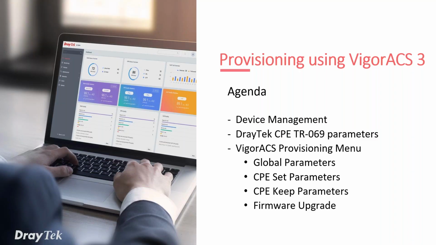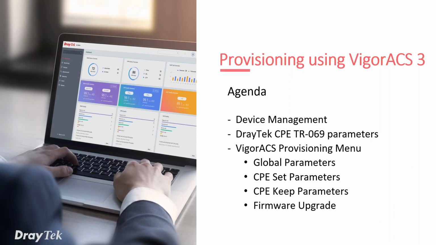So in terms of Vigra ACS and provisioning, Vigra ACS offers some great features to provision your entire DrayTek estate, whether that be routers, switches, or access points that you have out in the field. Today we'll be running through some key aspects of how we can manage devices, the types of changes that can be applied, understanding what is happening in the background. What is Vigra ACS doing to manipulate the changes on the CPEs, the customer premise equipment out in the field.